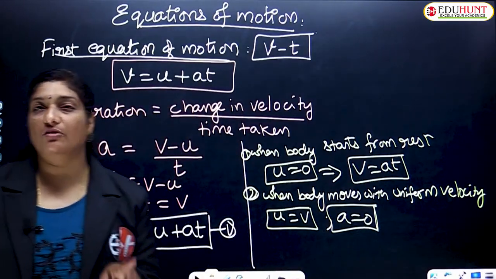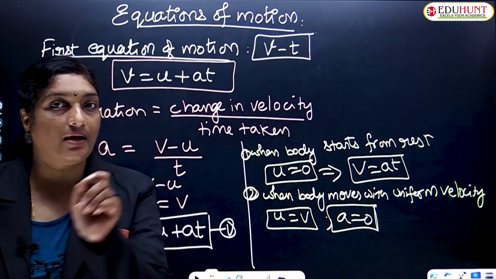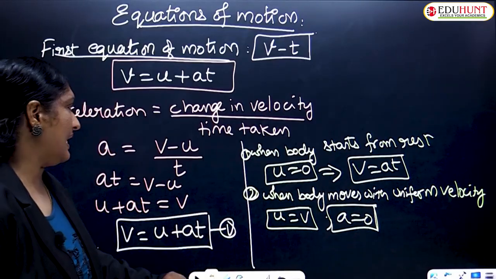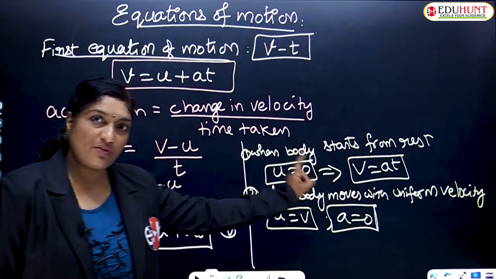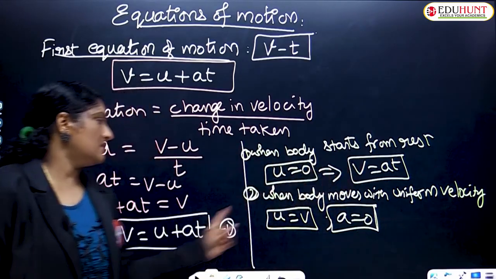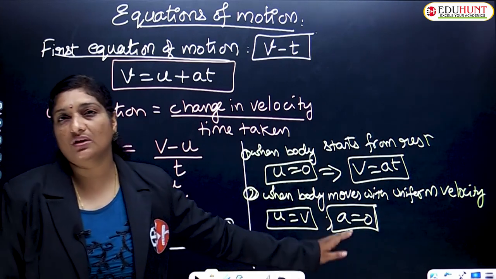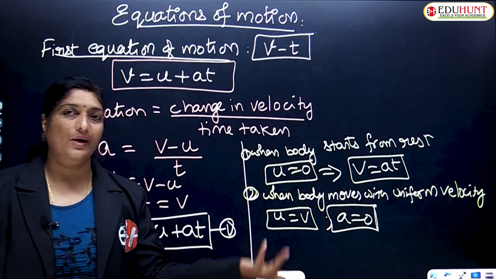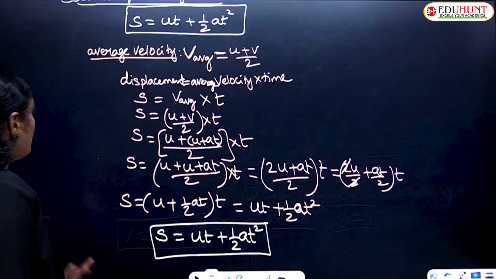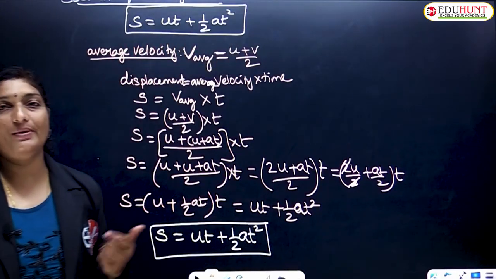So, what is the first equation of motion, children? It tells us the relation between velocity and time, and the formula is v equals u plus at. Whenever the body starts from rest, initial velocity u equals 0, then the equation becomes v equals at. And whenever the body moves with uniform velocity, there is no acceleration, a equals 0, that means v equals u.